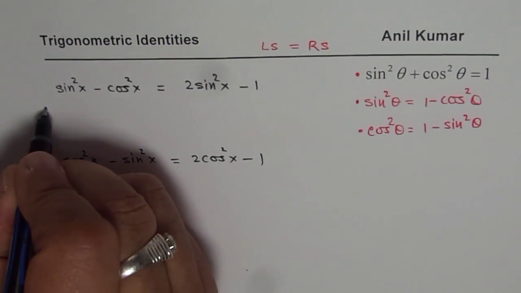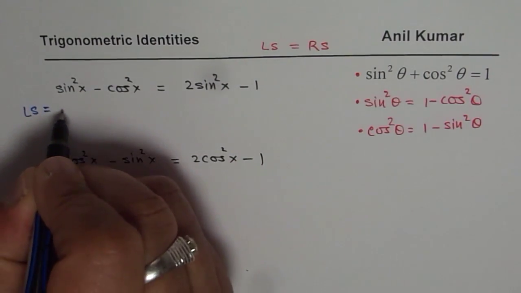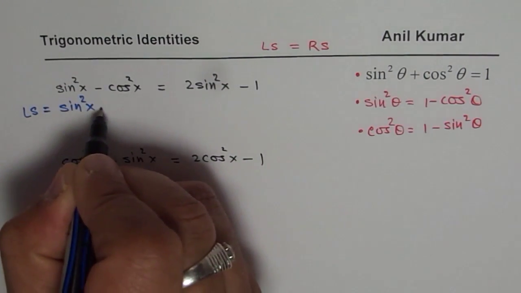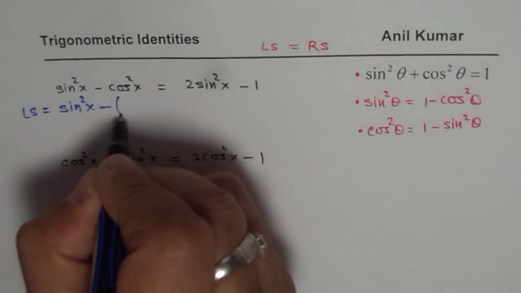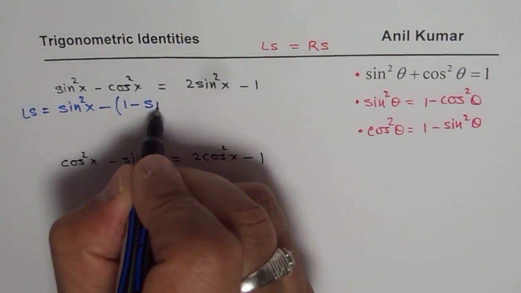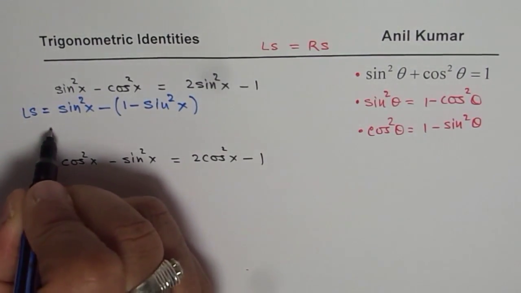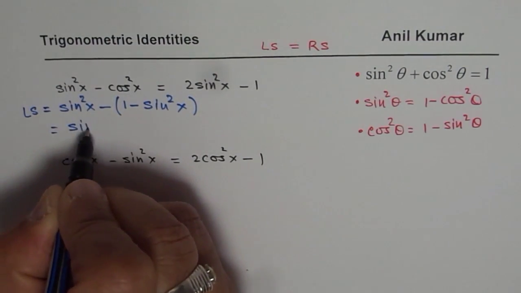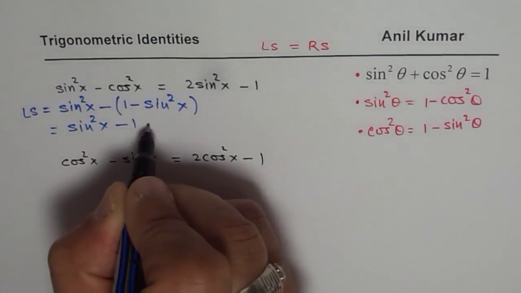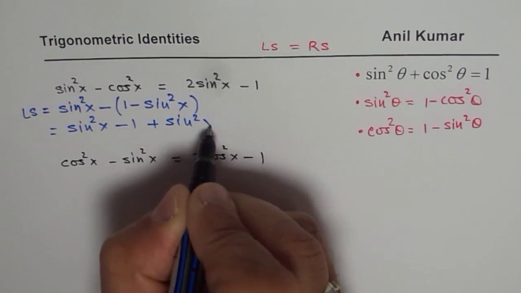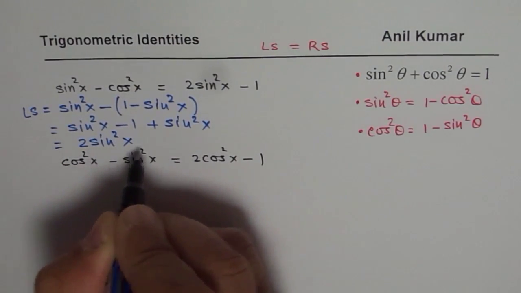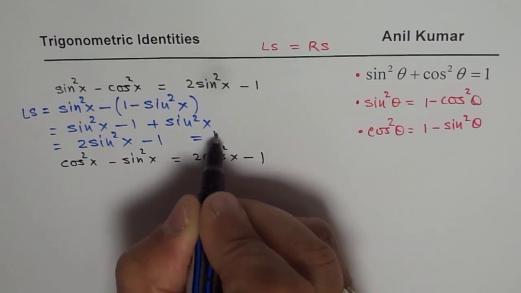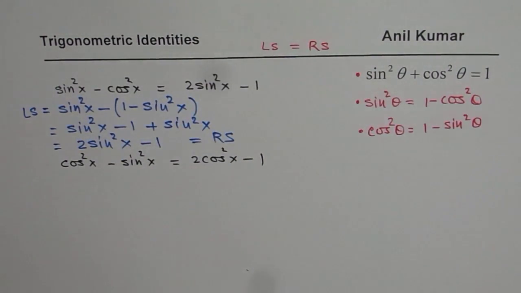So what we get here is, let's start with left side. So left side is equals to sin square x minus, what is cos square x? Cos square x will be 1 minus sin square x. So in brackets write 1 minus sin square x, correct? Now we can open the bracket. So we get sin square x minus 1 plus sin square x, right? Now these two sin square x combine to give you 2 sin square x minus 1, and that is what the right side is, right? So in 3 steps you can prove this identity following this method, correct?